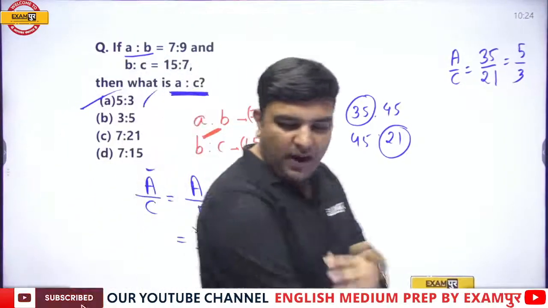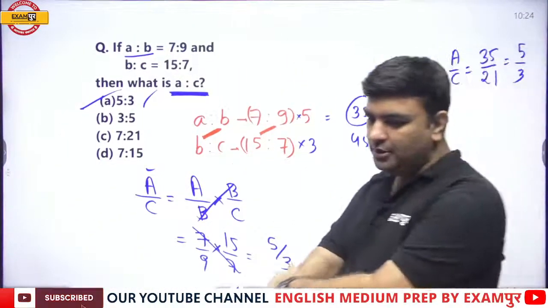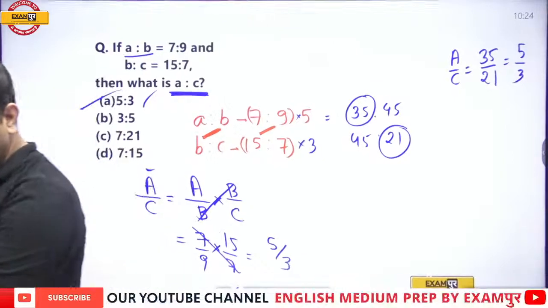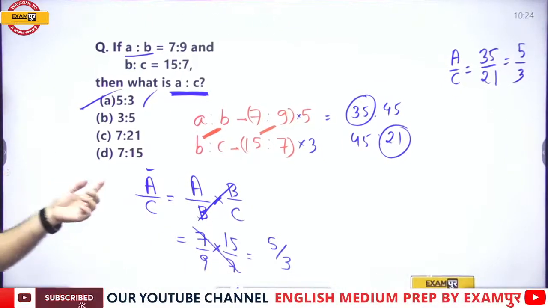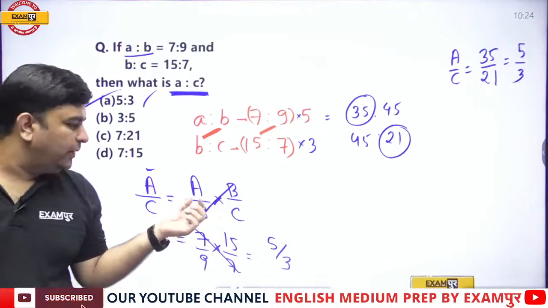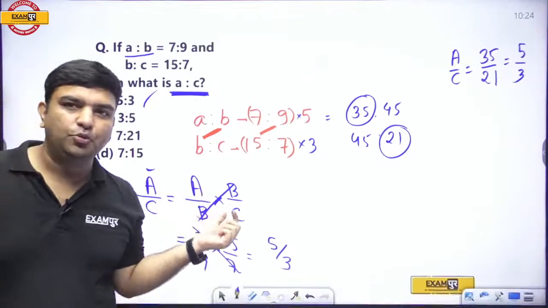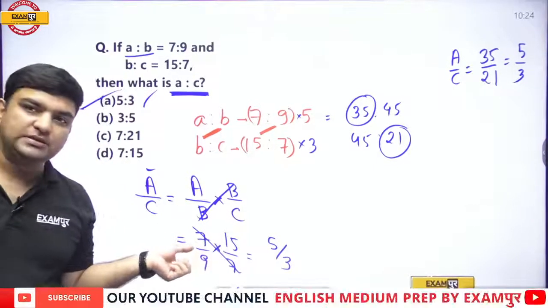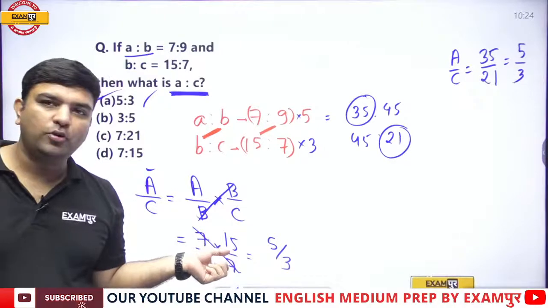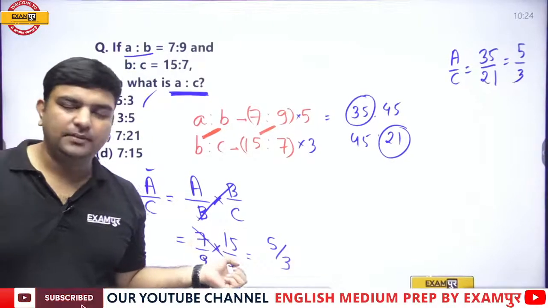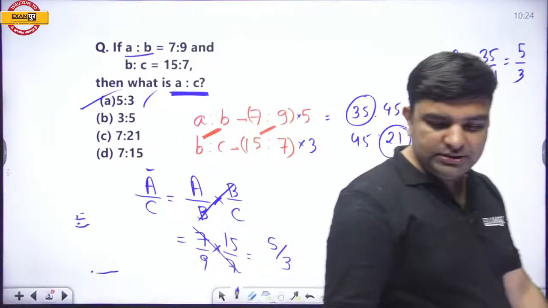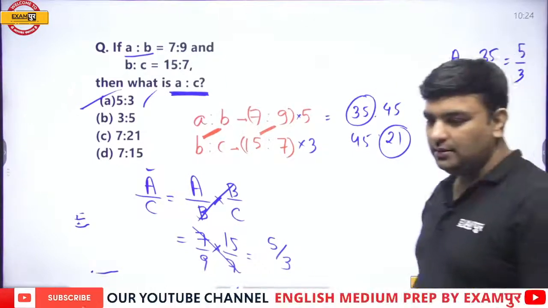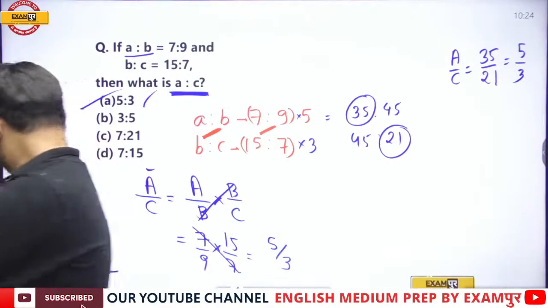This is a smart way, guys. Successive multiplication. A by C can be found out by multiplying A by B into B by C. A by B is known to us, B by C is known to us. So we can multiply them and find out A ratio C. Is it clear, guys? Come on, do tell me. Is it clear?